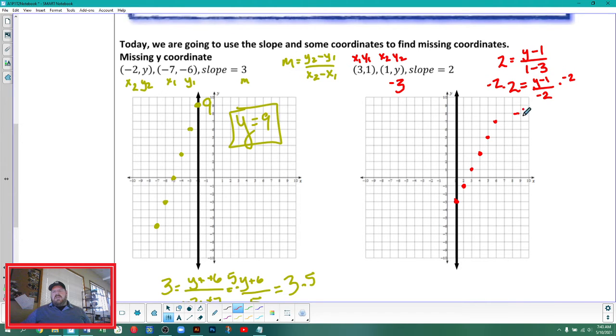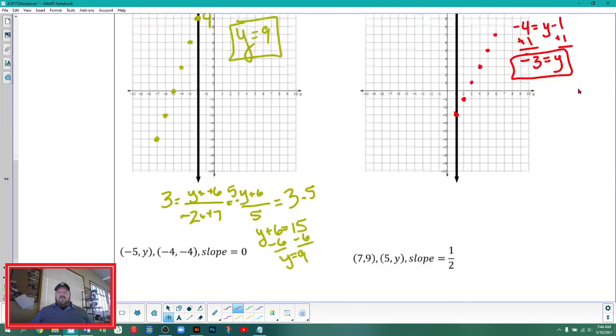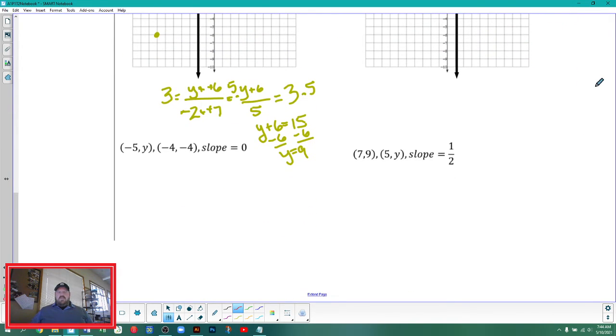Negative 2 times 2 is negative 4, is going to equal y plus 1. Sorry, y minus 1. Not sure how it switched. Mathemagics. To undo subtracting 1, I'll add 1 to both sides. And I'll get negative 3 is equal to y. And there we go. That is the same number that I had.